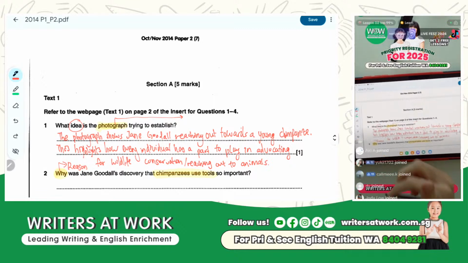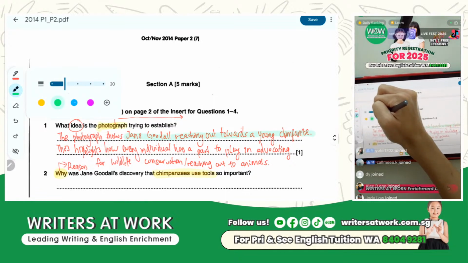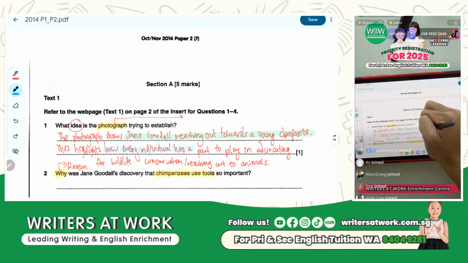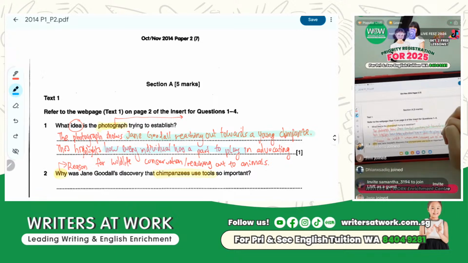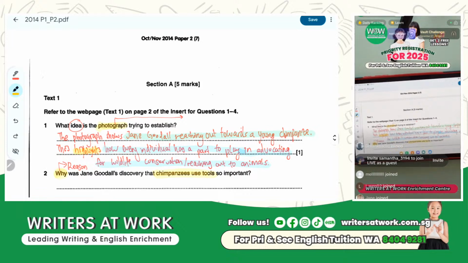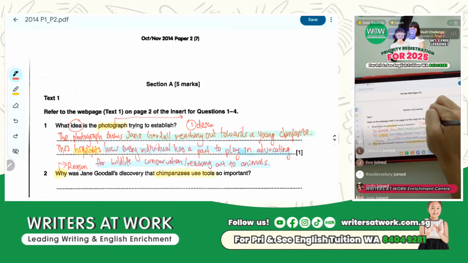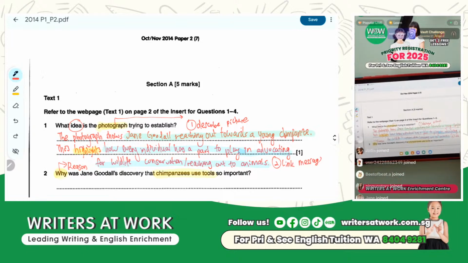Alright, so you can see the first part here is what the photo shows. And after I've established this, I go on further to say how every individual has a part to play, and what they do in advocating for wildlife conservation or reaching out to the animals. Then you usually will have this word here, highlights, or you can say emphasizes. There must always be this word to show the importance of the photograph. Alright? So these are my 2 steps. Step 1 here is to describe the picture. And step 2 is to link the message back to the picture. Okay?